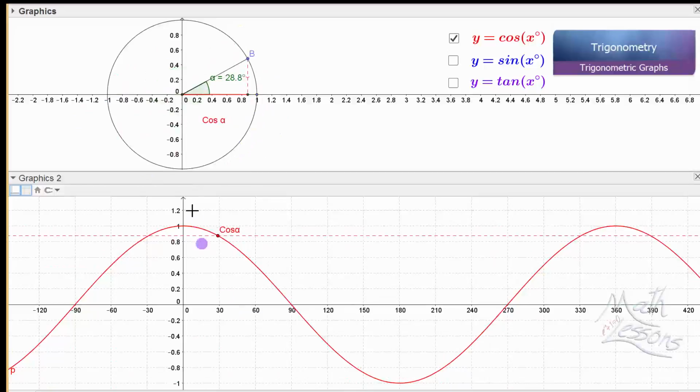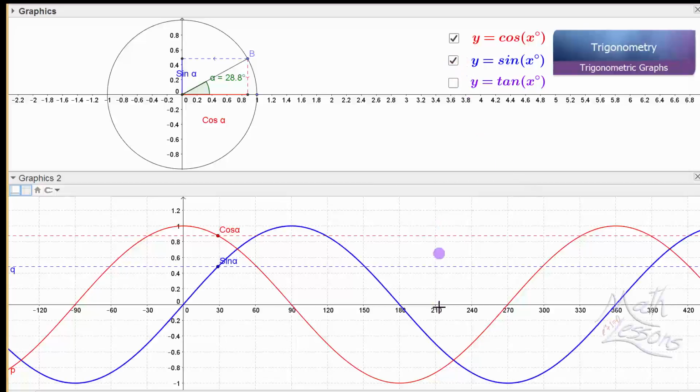And it's important you know that it's a maximum at 0, that it's 0 at 90, that it's a minimum at 180, 0 at 270, and maximum at 360. Make sure you draw a copy of these graphs and you have them and you know them. And you need to also know that 90 is pi by 2, 180 is pi, 270 is 3 pi by 2, and 360 is 2 pi.